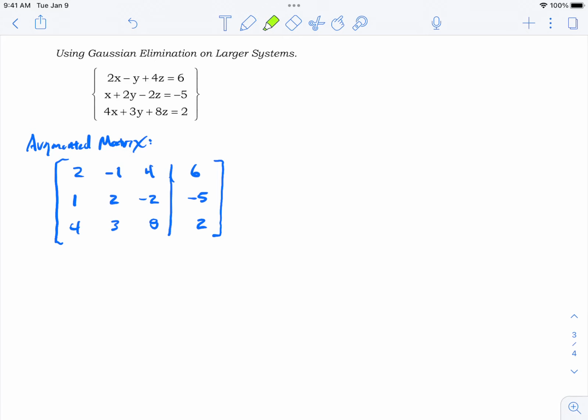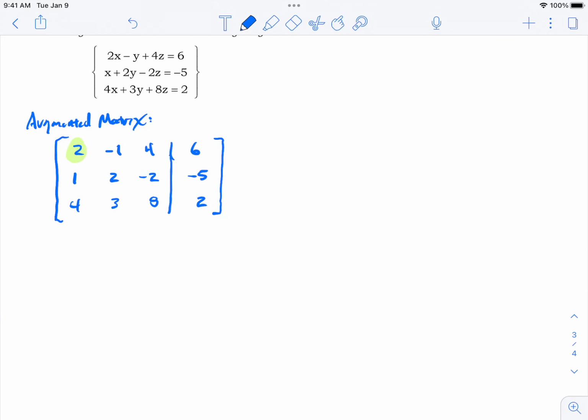Our plan of attack. Start at the top left. Make that a 1. Make that a 0. Make that a 0. Make that a 1. Make that a 0. Make that a 1. Okay, that's how you get to your row echelon form. So let's just kind of see this in action. Here's my target.